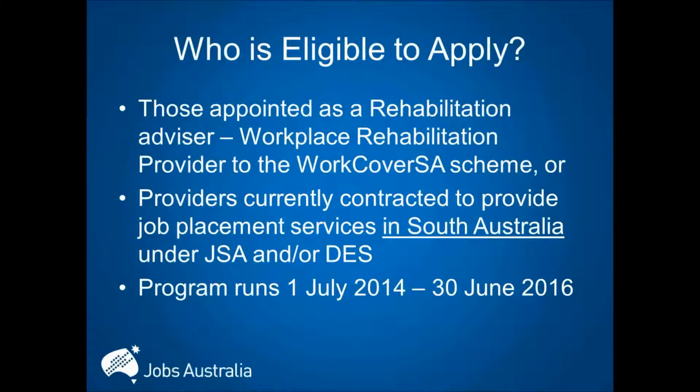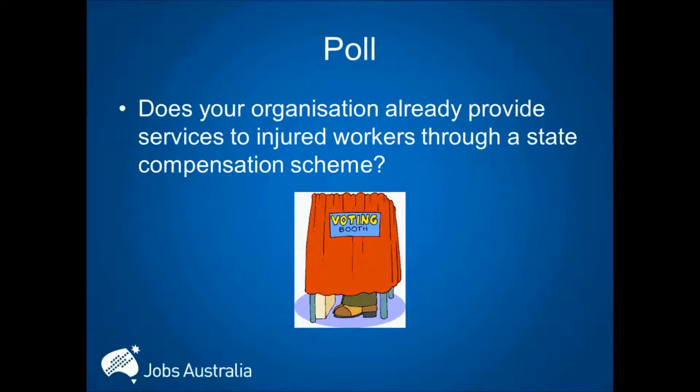And it's also worth noting that the program is scheduled to run from the 1st of July for 2 years until the 30th of June 2016. So if, for example, through a future purchasing process of JSA and or DES, you cease to be a provider of those services, that would render you ineligible to be a job placement services specialist under this scheme. So there could be some problems there. So that's something to keep in mind. But hopefully that wouldn't happen to any of you anyway.